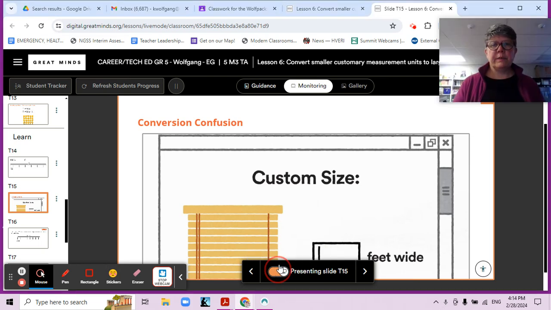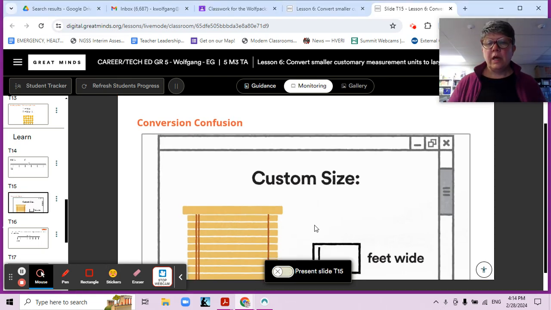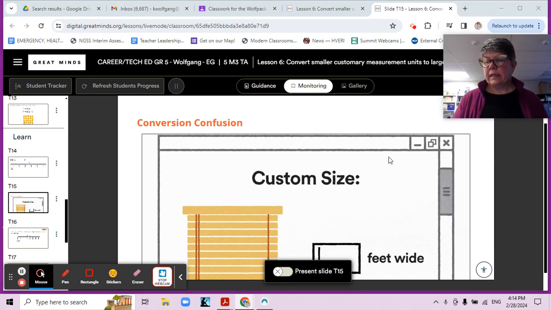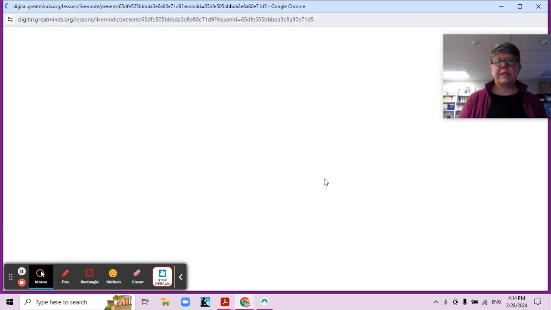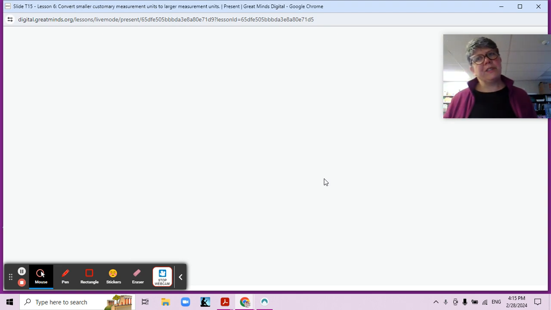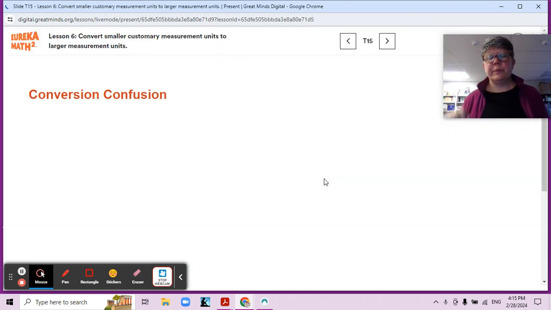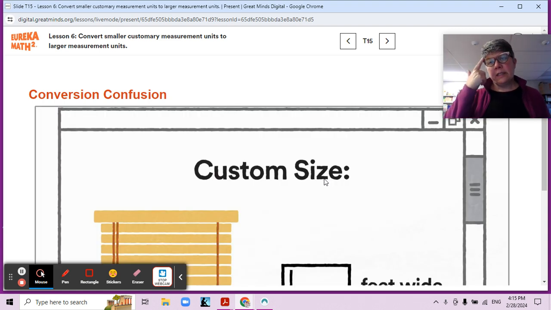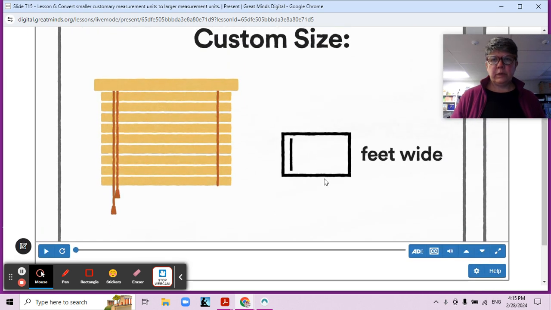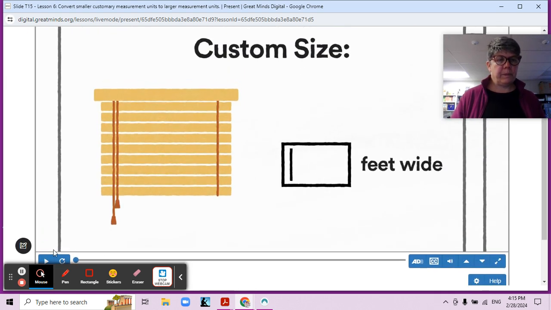Hey guys, welcome to video 2 of lesson 5, where we are working on converting measurements. We have a video that I'm pulling up right now, converting measurements from smaller measurements to larger measurements, like inches to feet, seconds to minutes, or seconds to hours. Okay, so let's check out this video.